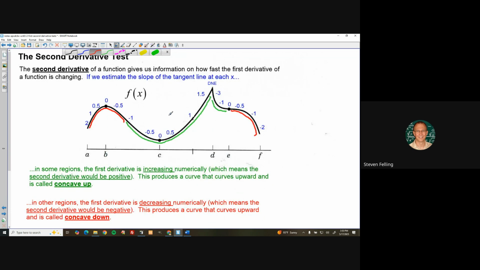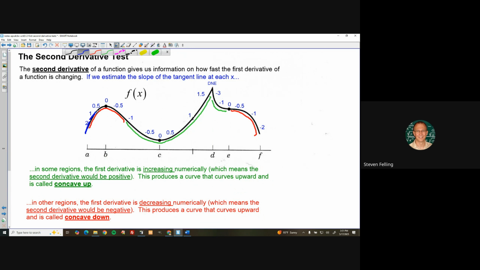Okay, so that's the first derivative test, and the first derivative gives me information about the places where the function is increasing and decreasing. Okay, the second derivative test is about the second derivative, so the derivative of the derivative. So to analyze that, let's imagine that we drew some tangent lines on this function curve. Like, let's put a tangent line at this x right here, x is a, and that looks to me to be a slope of around 2, so I'm going to put the number 2 there.